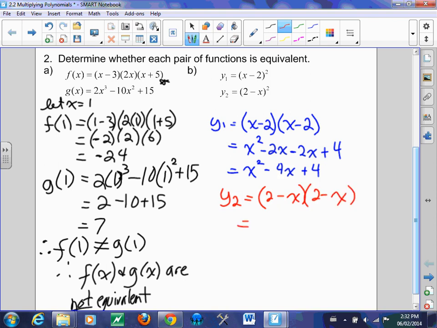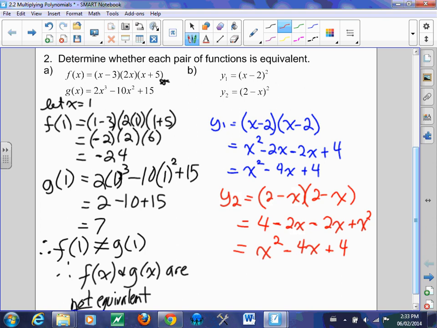Okay. Do FOIL, so you're going to get 4 minus 2x minus 2x plus x squared. Collect like terms and move them together, so move them in order. So x squared, put the highest power first, minus 4x plus 4.